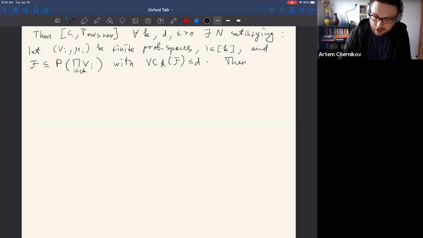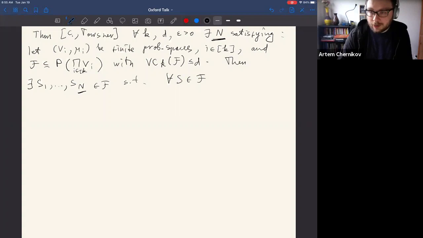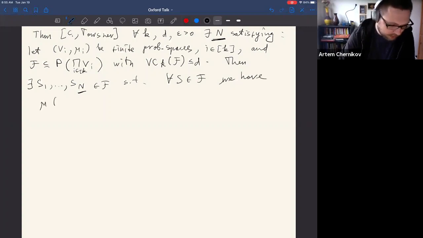Okay. Then there exist a finite list of sets in this family, of length given by this bound n, so S_1 through S_n in F, such that every other set in the family, so every S in F, can be approximated in terms of these finitely many sets, plus some smaller arity data. So what do I mean by this? Precisely, for any S, we have that the measure, okay, which measure am I talking about? So we look at the product measure.